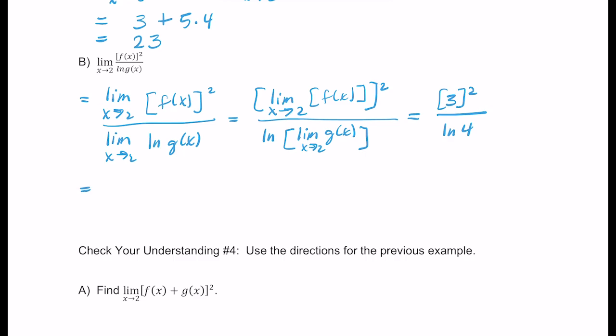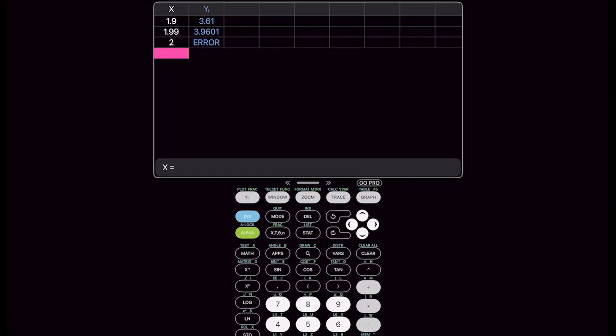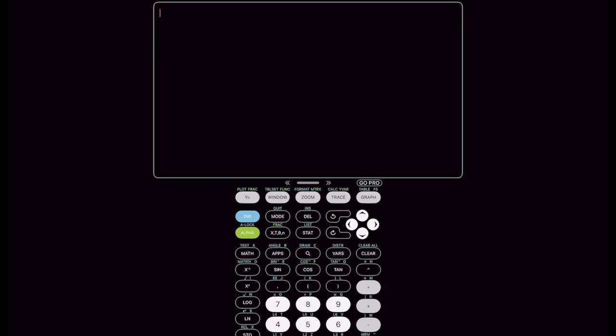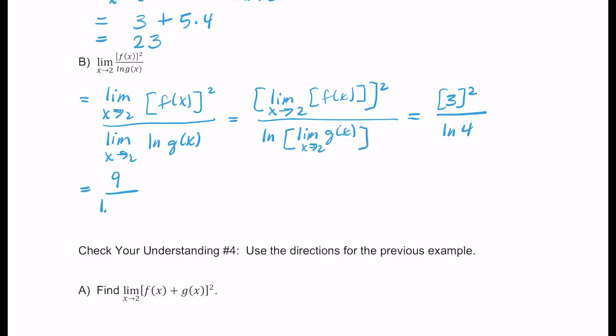And you would need a calculator for this. You've got 9 divided by, and if we go to our calculator, clear that. The natural log is to the left of the 4, so you would type in the natural log of 4, which gives me 1.3863. So now you would just need to divide 9 by 1.386. You can even carry it out a little bit more, the 29. And when you do that, you end up with 6.492.